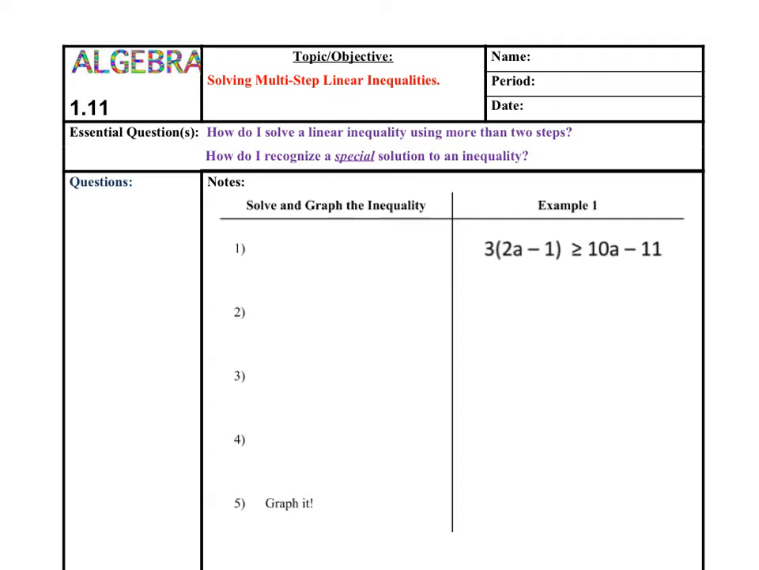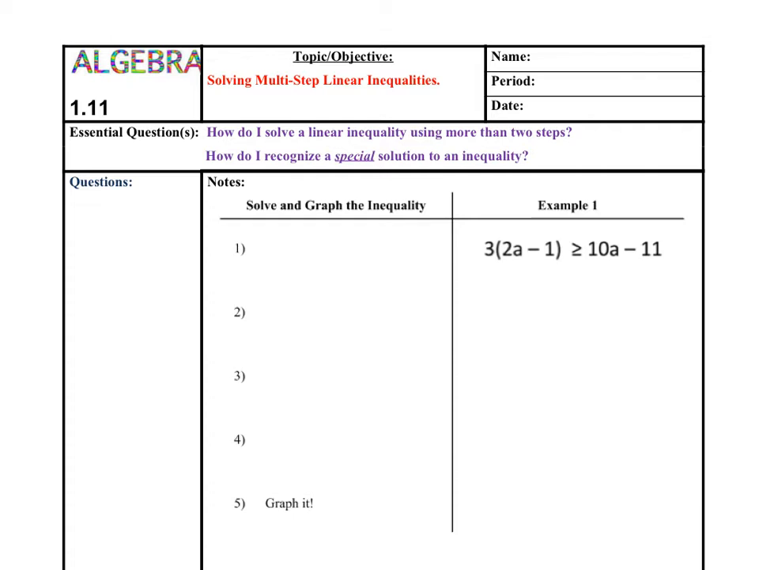Today we are solving multi-step linear inequalities. The good news for you is you solve inequalities the exact same way as you solve equations, with one exception. If you multiply or divide by a negative, you flip the sign. So that's the only big thing I need you to remember.